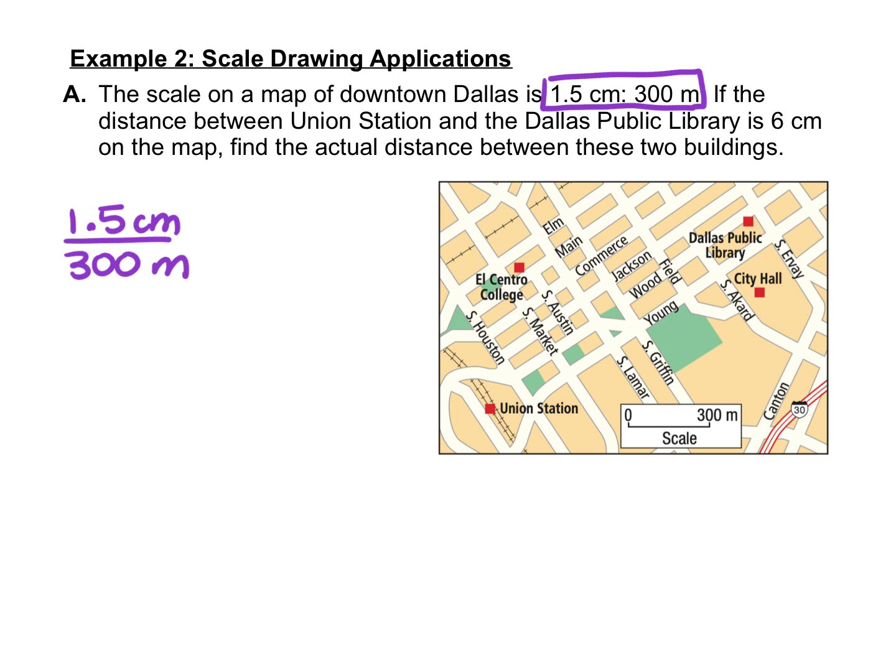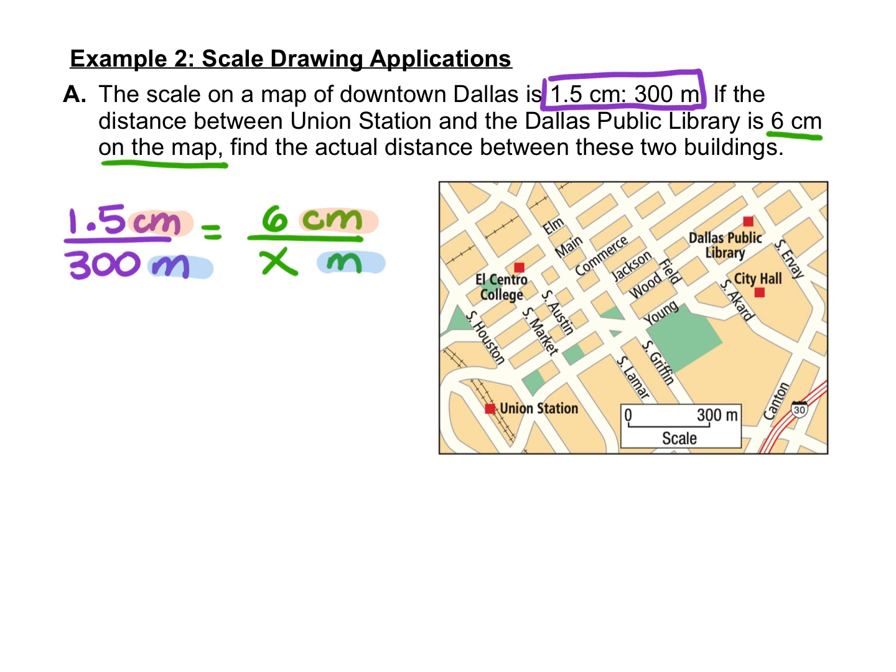We want to know that if the distance between Union Station and the Dallas Public Library is 6 centimeters on the map, find the actual distance between the two buildings. Well, the 6 centimeters is going to match up with the 1.5 centimeters, and then the actual distance between the buildings is going to be some value x, in meters. So notice I've played the matching game here. I have my units lined up: centimeter, centimeter, and then meter and meter.